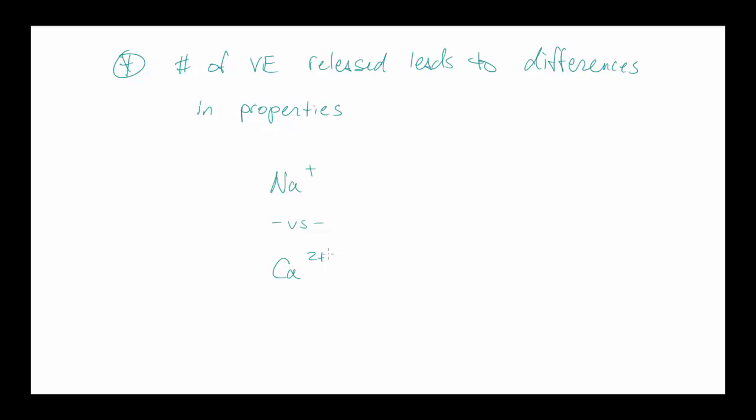So when you're looking at differences between metals, be sure you're taking a look at, hey, what's the charge of that positive core, and how does that affect, in terms of workability or number of electrons released, the different properties of the metal.